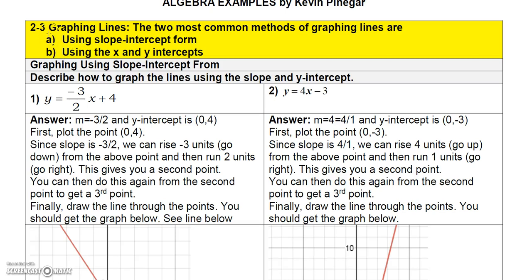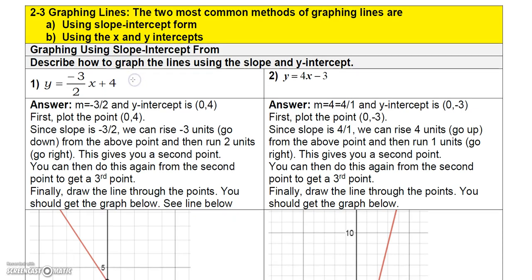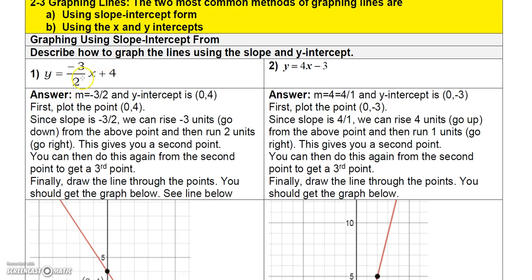Okay, next we're going to talk about graphing lines, and I'm going to talk about two particular ways to graph lines. One, we're going to use the slope-intercept form, and the other we're going to use the x and y intercepts. So first let's talk about graphing using the slope-intercept form of a line. Okay, so I'm going to describe to you how I can graph these lines here.